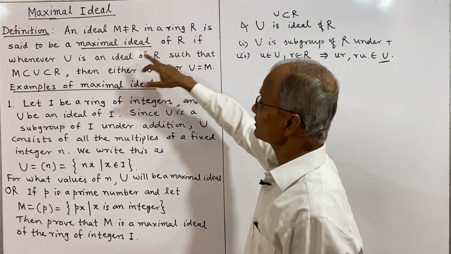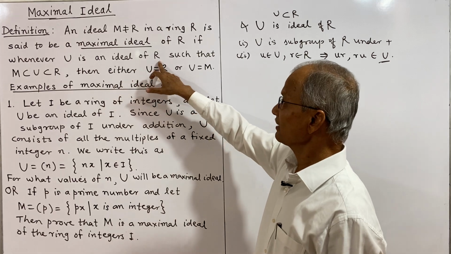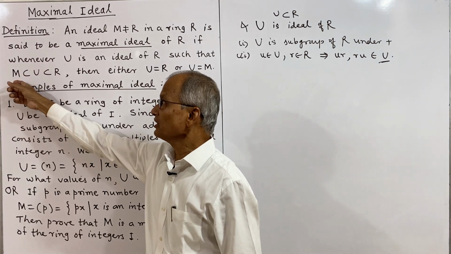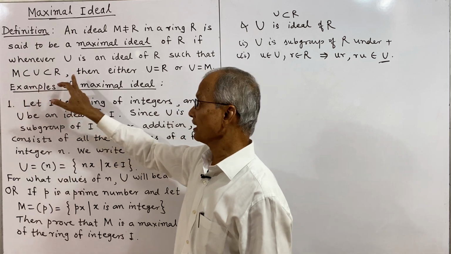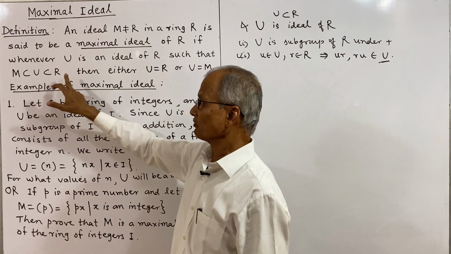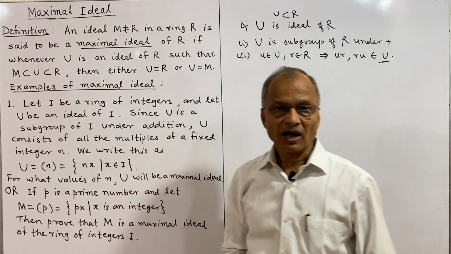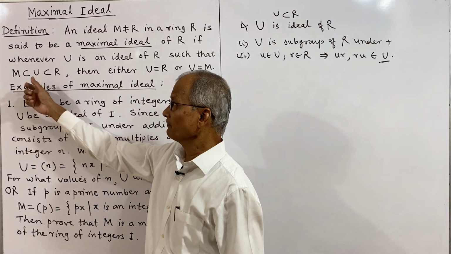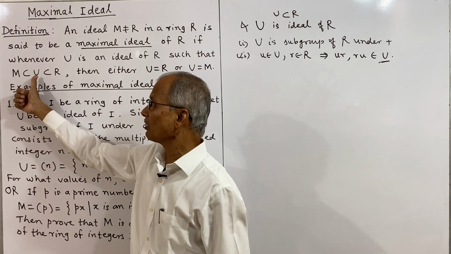In a ring R, M is said to be a maximal ideal of R if whenever U is an ideal of R, another ideal is considered as U, such that, now this is the condition, M is contained in U and U is contained in R, then this U must be equal to M or U must be equal to R. There are two possibilities, either U is R or U is equal to M, and that means there is no ideal between M and R.